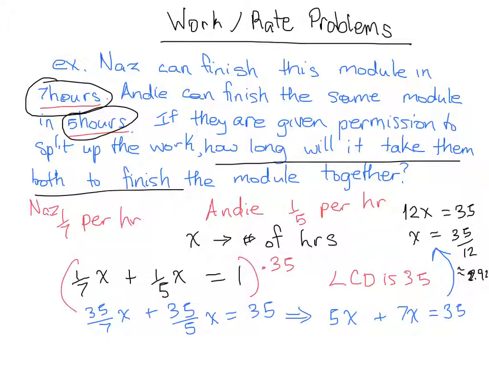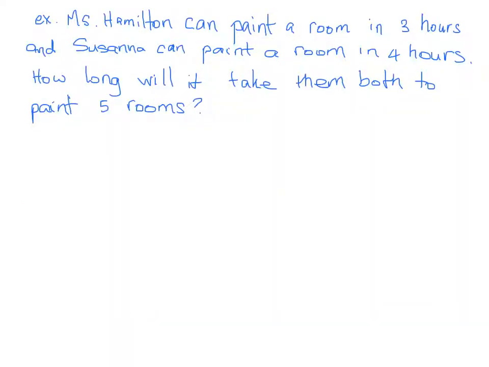All right, let's try one slightly different but similar. Okay, so after doing the last question, this question should be pretty simple. There's only one difference here. So Miss Hamilton can paint a room in 3 hours. So that means her rate is going to be 1/3 room per hour. So let's write that down as one of the things that we know. I'm just going to write 1/3, but you know that means 1/3 room per hour. And we know that Susanna can paint a room in 4 hours, so her rate is 1/4 room per hour.